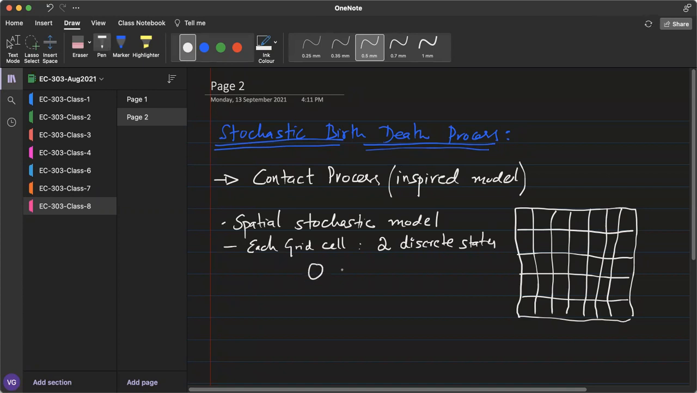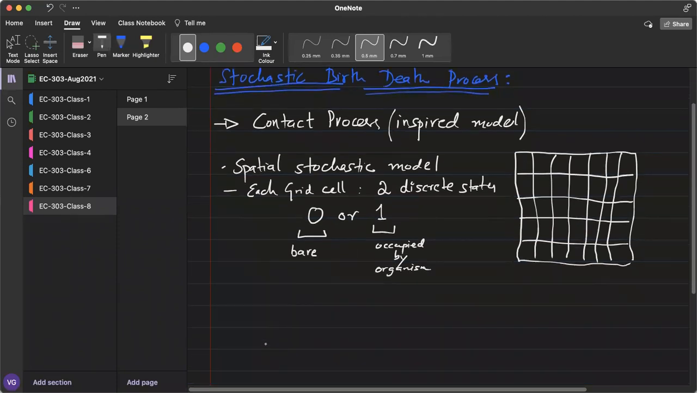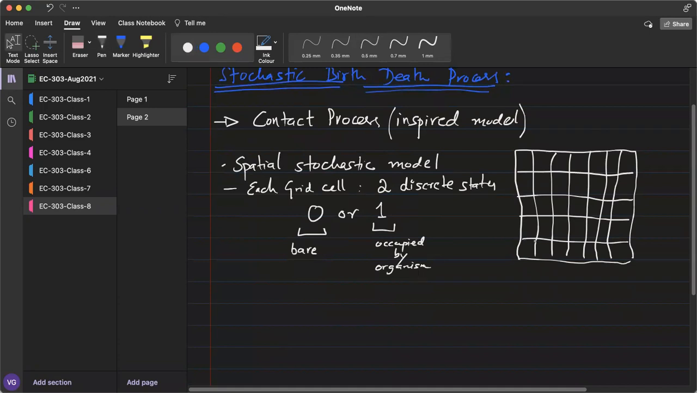We call them 0 and the other one being 1. 0 is basically unoccupied, 1 is occupied. You can think of 0 as clear, unoccupied or a bare state. 1 is occupied, for example by a tree or an organism. But as the rules will show you, you should think of these as organisms that actually move slowly. So each of these grids could be bare or occupied. And that's the first important aspect of this model: space is discrete. That's very clear because it's a grid cell, and then there are discrete states.